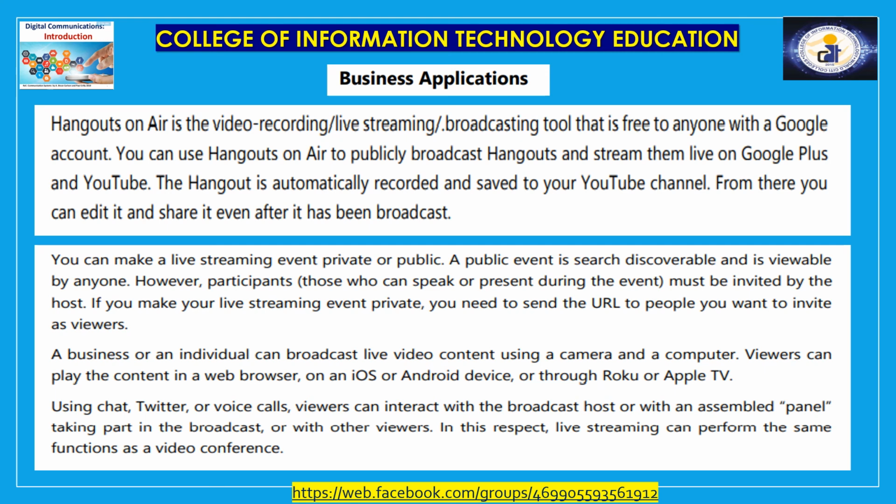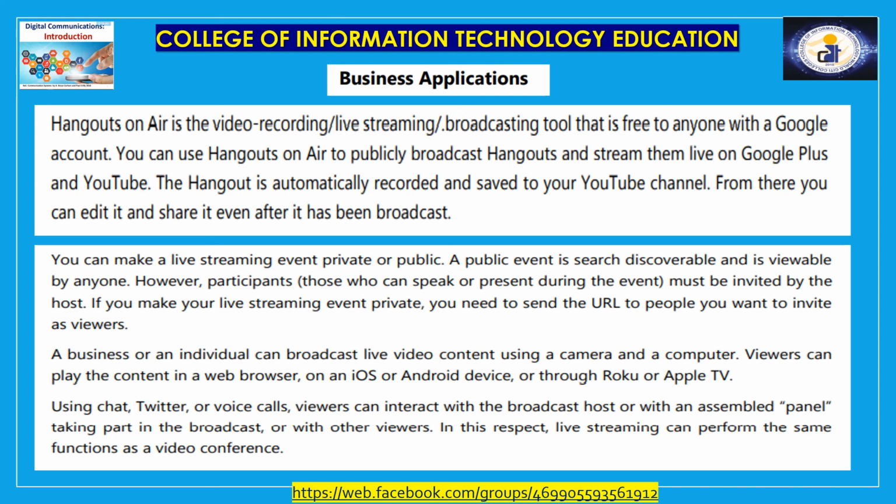Hangouts on Air is the video recording and live streaming broadcasting tool that is free to anyone with a Google account. You can use Hangouts on Air to publicly broadcast Hangouts and stream them live on Google Plus and YouTube. The Hangout is automatically recorded and saved to your YouTube channel. From there, you can edit it and share it even after it has been broadcast.